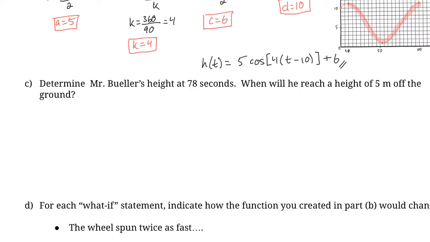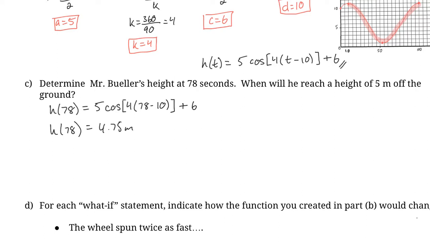In part D, it asks us to determine Mr. Bueller's height at 78 seconds. So we can just use the equation we found in part B and substitute 78 seconds in for t. And when we calculate that, we get a height of 4.75 meters. And then it also asks us to determine when he reaches a height of 5 meters. So I want you to plug that into our equation and then solve for time.